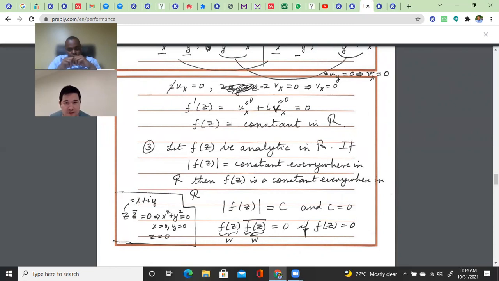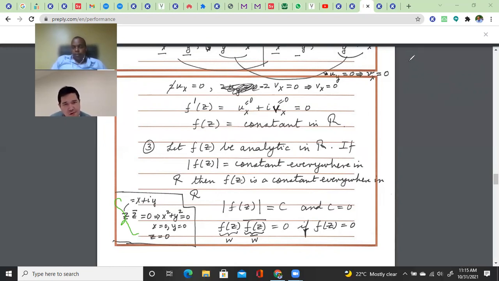So let f of z be analytic in R. If the modulus of f is a constant everywhere in R, then f is a constant. How can we check the third result? Did he provide an example of this one? Yeah, I can see he provided an example.